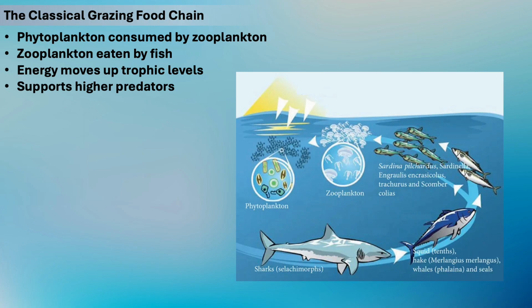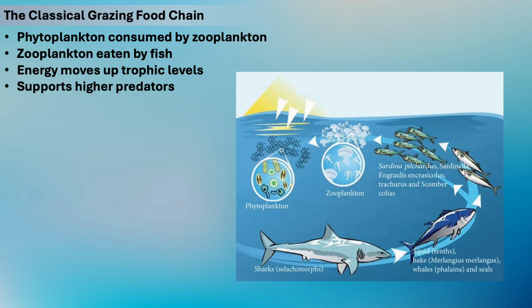One of the most familiar pathways of energy transfer in marine ecosystems is known as the classical grazing food chain. In this pathway, energy captured by phytoplankton through photosynthesis is transferred directly to zooplankton that graze on them. Zooplankton consume phytoplankton cells and convert that energy into their own biomass. These zooplankton are then eaten by small fish or other predators, which in turn may be consumed by larger predators such as larger fish, seabirds, or marine mammals.